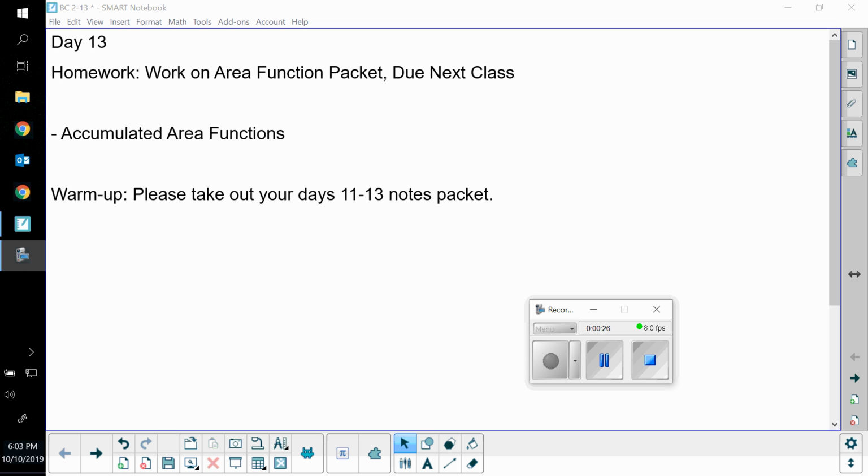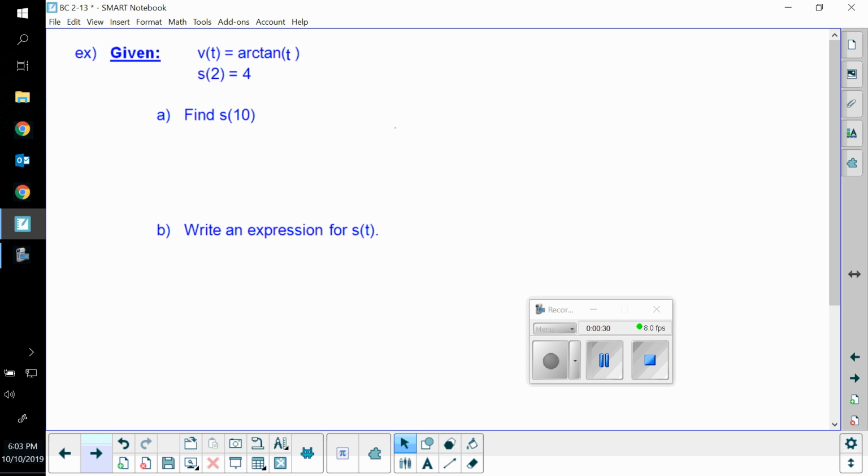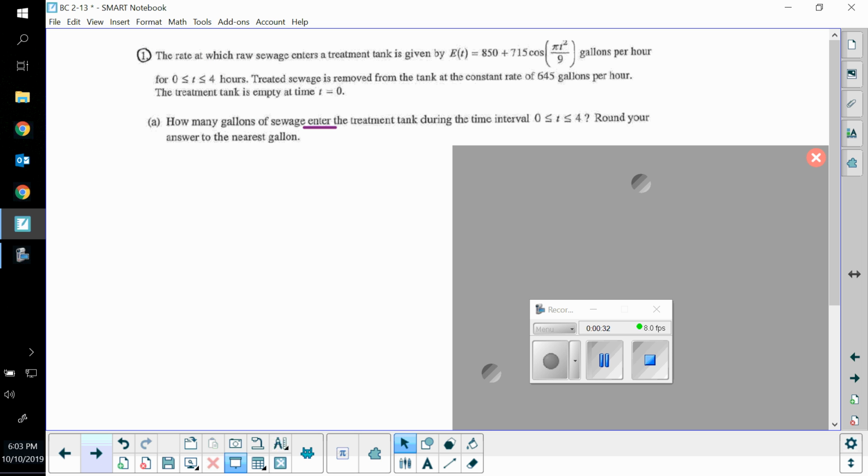And we're going to work on today the AP problems. So if you can flip in your blue notes packet to the AP problems. And we're going to pause for 1 minute to let you read the question and see if you can start thinking about how to approach it.